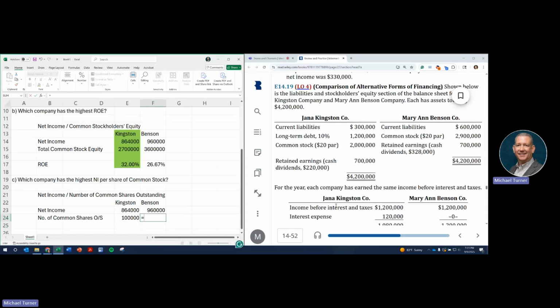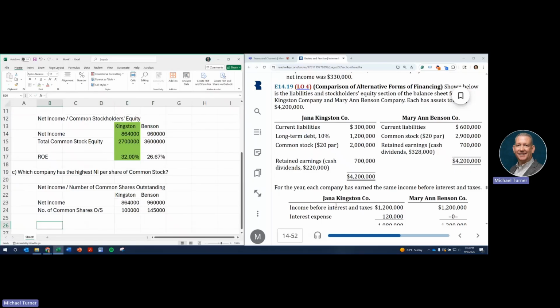We want to do the same thing for Benson. Benson has $2.9 million of common stock outstanding. Also a $20 par, so divide total dollars outstanding for par, which was $2.9 million, by the par value per share to get the number of shares. $2.9 million total dollars of par value divided by $20 par per share means they have 145,000 shares outstanding.